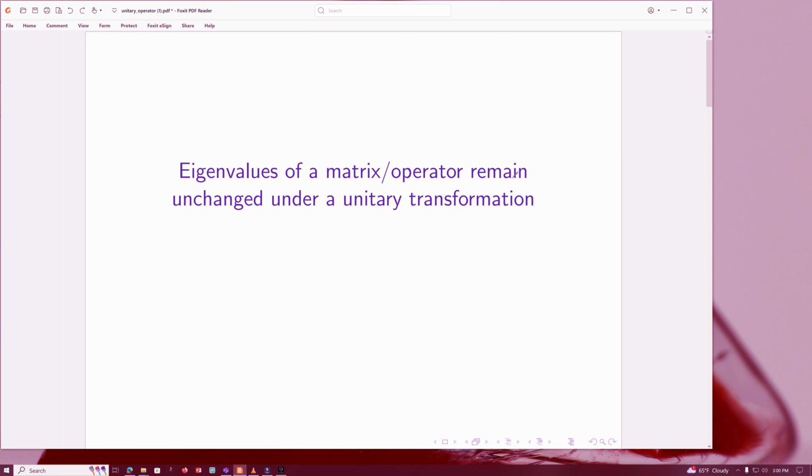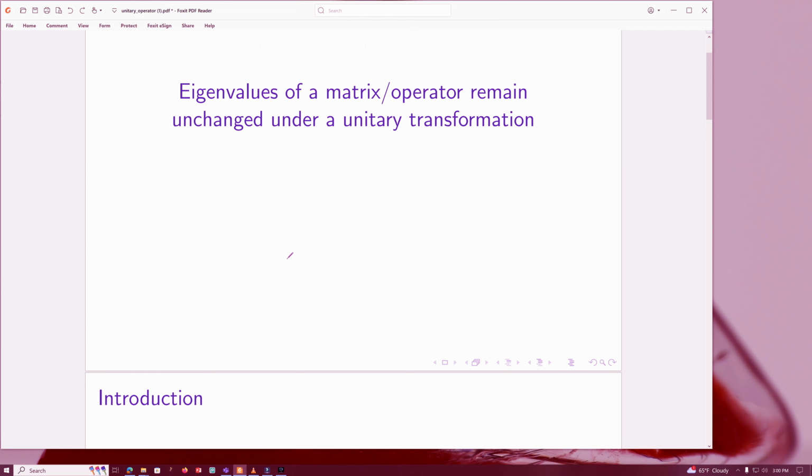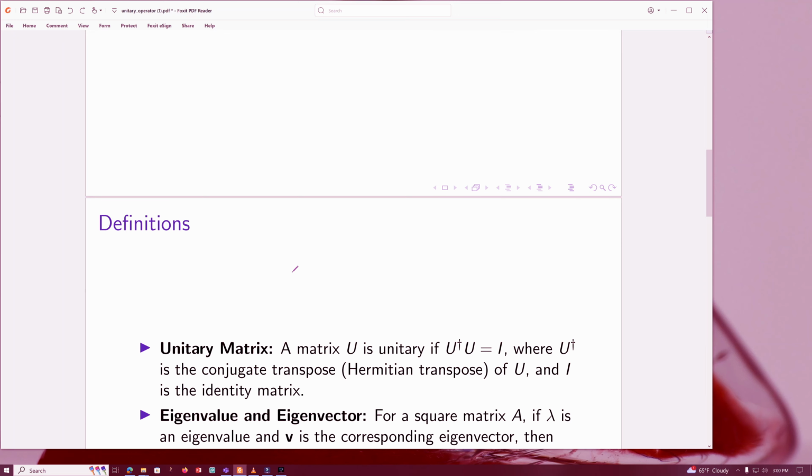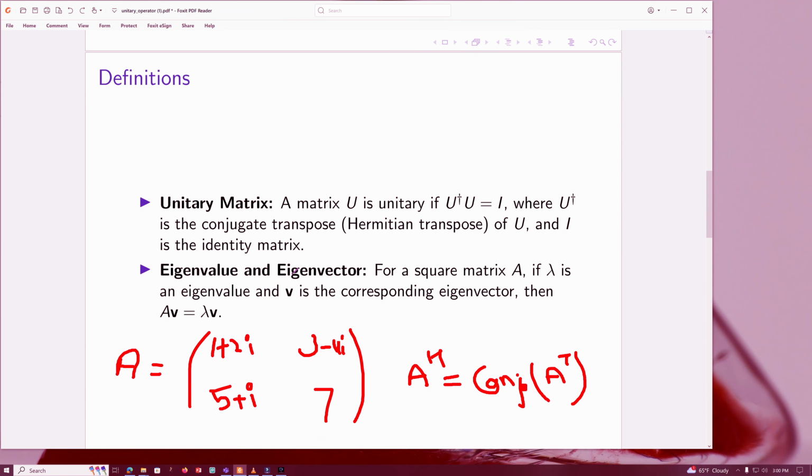Today we'll explore the proof that the eigenvalues of a matrix remain unchanged under a unitary transformation. So before starting this important derivation, let's go to the definition of unitary matrix and eigenvalues and eigenvector. So what is a unitary matrix? A unitary matrix is a matrix which, under multiplication by its Hermitian transpose, gives an identity matrix.